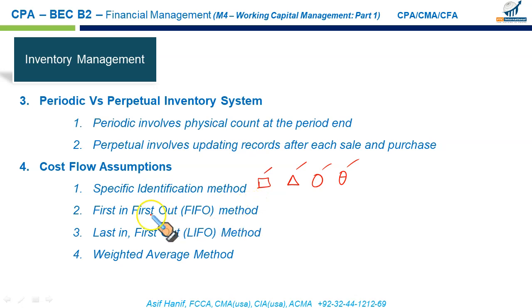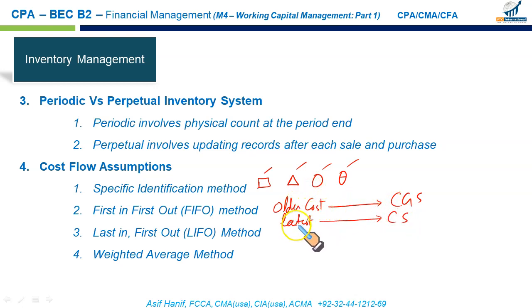Then the second method, we have the first in, first out method. I'm sure most of you know what it means. First in, first out cost flow assumption means the earlier costs, the older costs, are charged to cost of goods sold, and your latest costs, the items which you just purchased at the latest prices, go to your closing stock. Remember, first in, first out means your older costs are charged to CGS, and your latest costs go to closing stock.